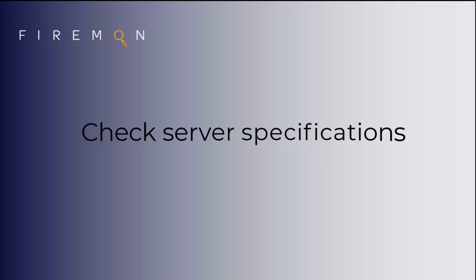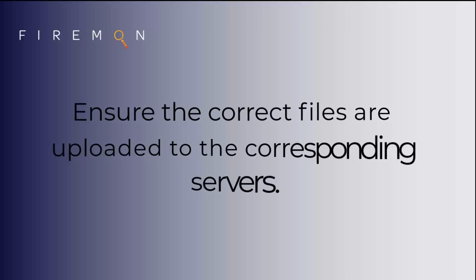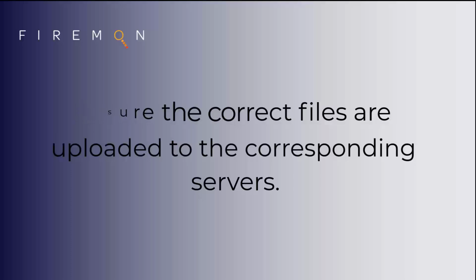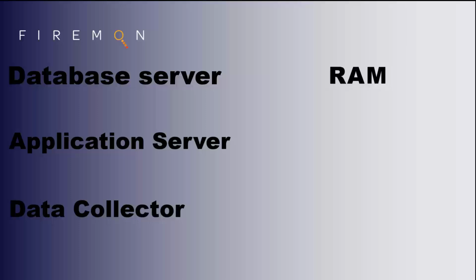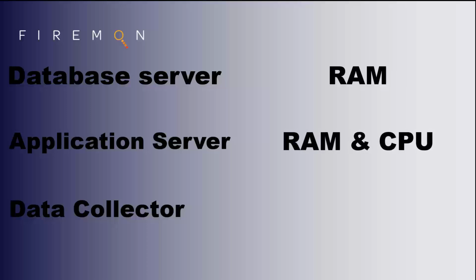Before installing the SIP software on your server, check one last time to ensure that the system requirements are met. If you're installing more than one server, and more importantly, if they have different system specifications, make sure you upload the correct installation file to its corresponding server. As a general rule of thumb, the database server will need large amounts of RAM, especially when reports and assessments will be generated. The application server will need large amounts of both RAM and CPU, and the data collector will need large amounts of CPU. Of course, these specs depend on the number of devices monitored on your network.